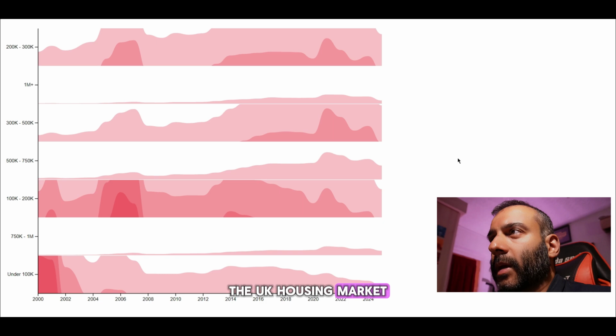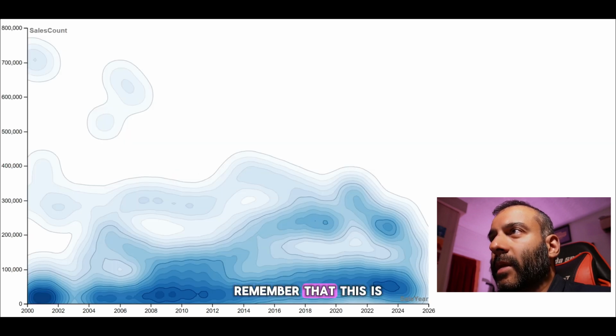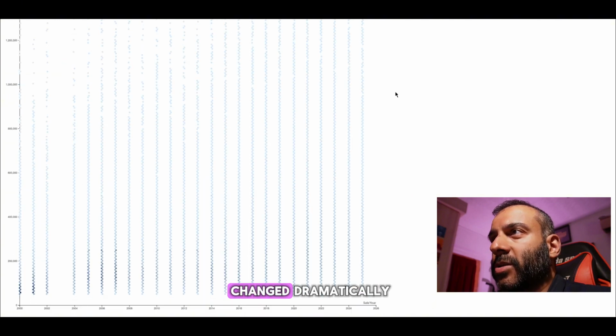The UK housing market hasn't just gone up, it has shifted upward entirely, and that's why affordability feels so different today. Next time you hear average house prices, remember that this is just one number. The real story is in the shape of the market, and that shape has changed dramatically.